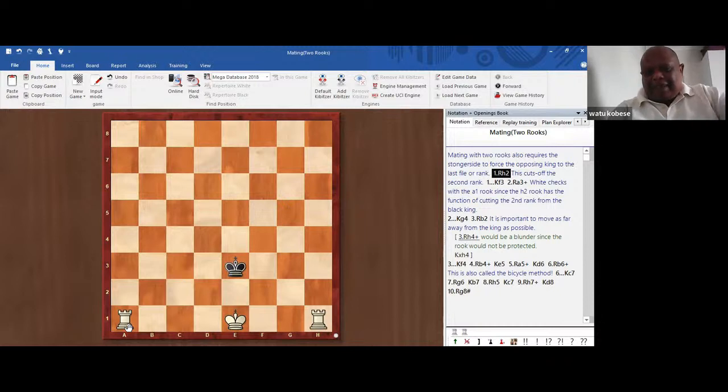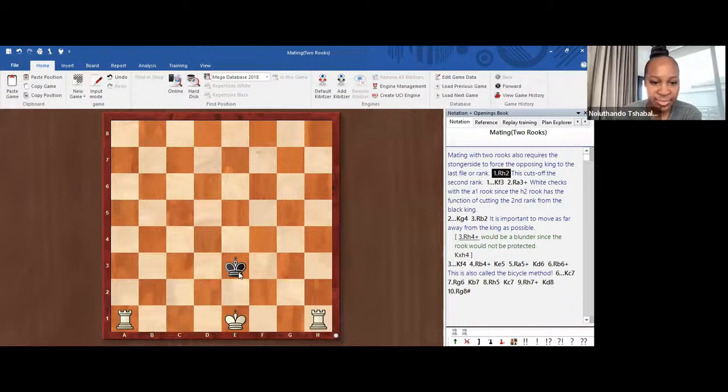So now what you're going to do, you're going to have to be careful. I'm going to show you how to do it first. Then the black king would want to capture one of the rooks, but the king can only move 1 square at a time. So you have all the time in the world. So the method that we use is a very logical method.